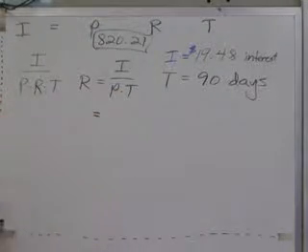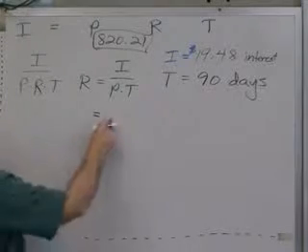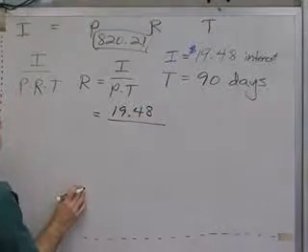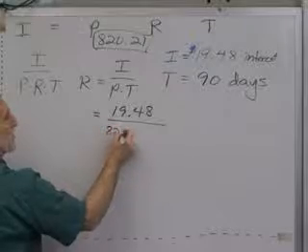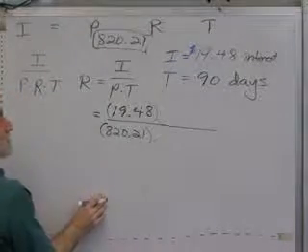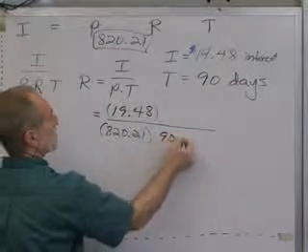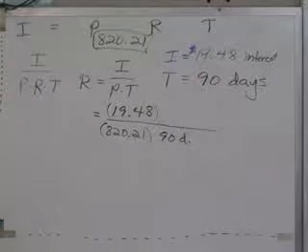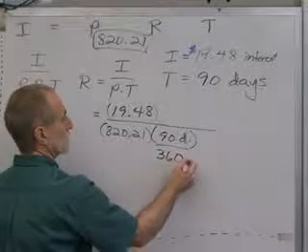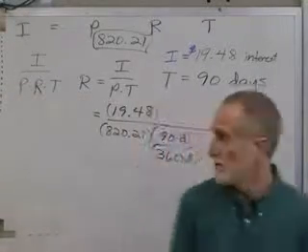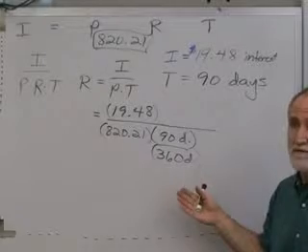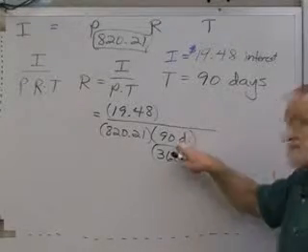So what's our interest? We have to pretend we don't know the answer. Interest is 1948. Principal is 820.21. Time is 90 days, and what do we have to do to 90 days? We have to divide it by 360, because we always have to express time in years. Notice that what is 90 divided by 360? That's 1/4. That's 0.25. We could put a 0.25 there if we wanted to.